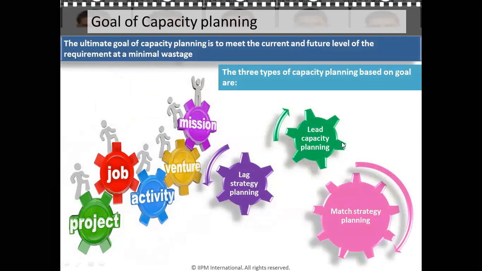Okay, sorry, I skipped this slide. The 3 types of capacity planning based on goals: we have the lead capacity planning, the lag strategy planning, and the match strategy planning. And from their names, you could actually point to what they are saying. Lag strategy planning, we must see the need before we invest. Lead capacity planning, you are strategically ahead. And match strategy, you do things as they come up. So lag, behind; lead, ahead; match, dealing with it as it comes up.